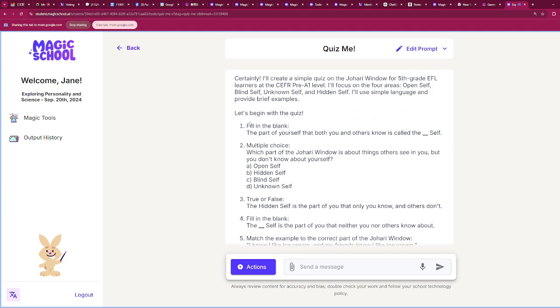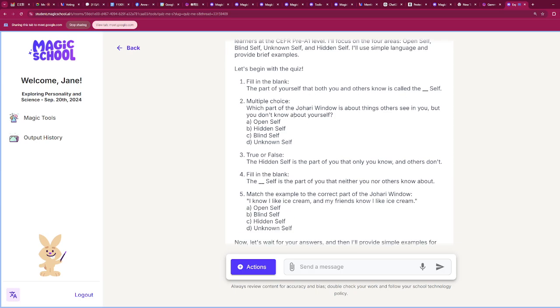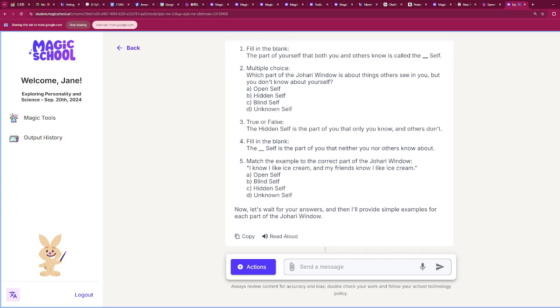Okay, let's take a look. Let's begin the quiz. Fill in the blank. All right. Which part of Johari window is about things others see in you but you don't know about yourself? Okay. It's open self, hidden self, blind self, unknown self. All right. Let's see.